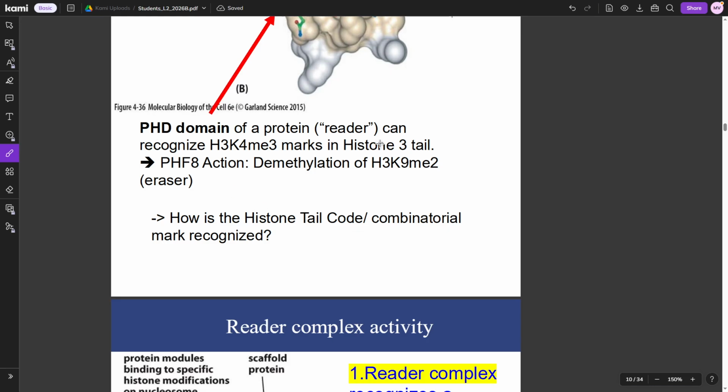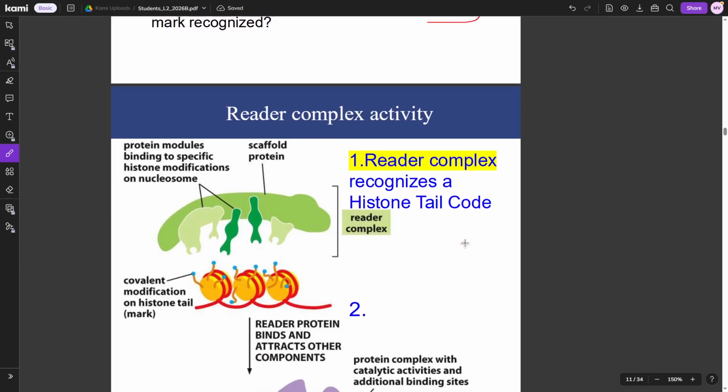Already talked about this. So how is the histone tail code recognized? It's just going to be an active site thing, right? There's going to be a binding site that's specific for that symbol, or for that amino acid modification, specifically.